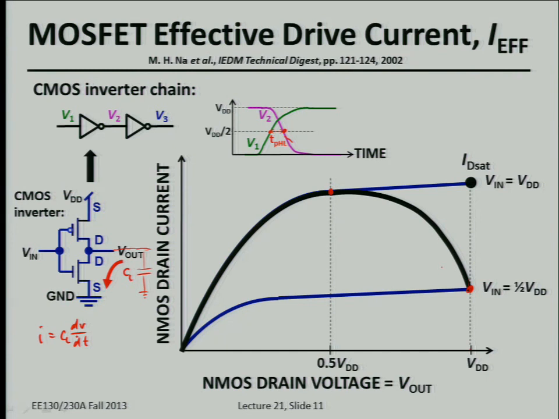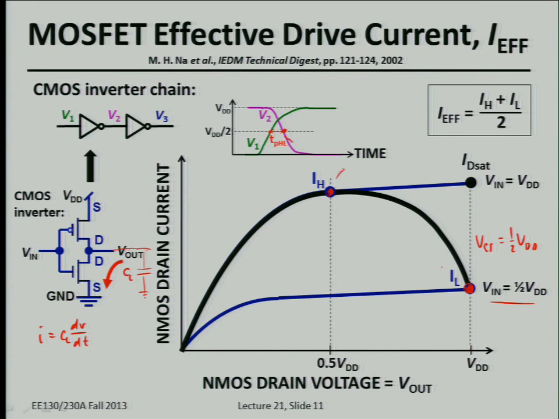If we want to take the average effective current, this is the concept of I sub EFF, the effective drive current of the transistor. Simplistically, we're saying it's the average of these two current points. The average of the current operating in saturation, but with not very high VGS, and then VGS is half of VDD. Oh okay, that's what's said here.